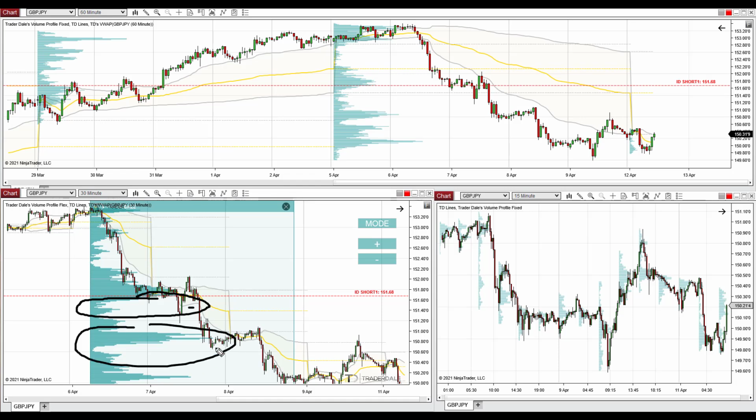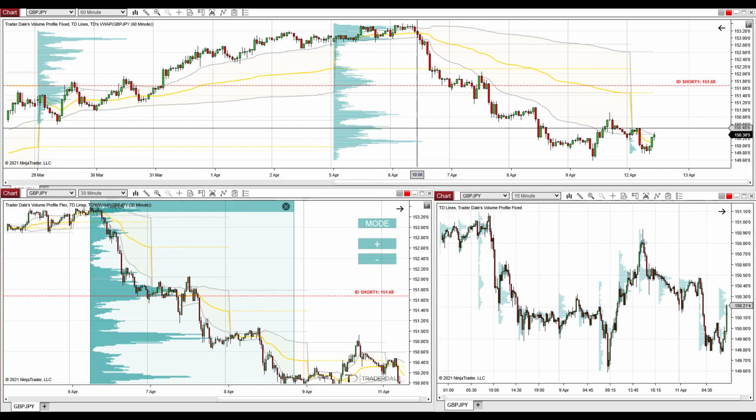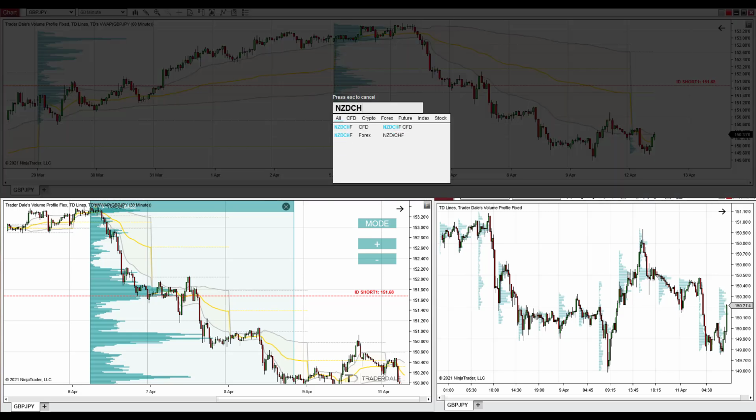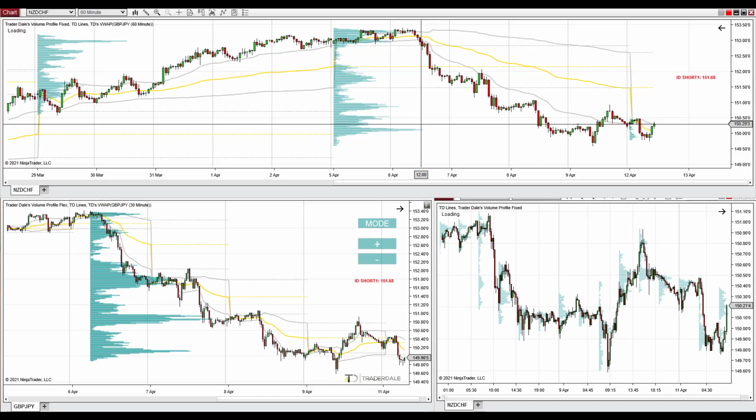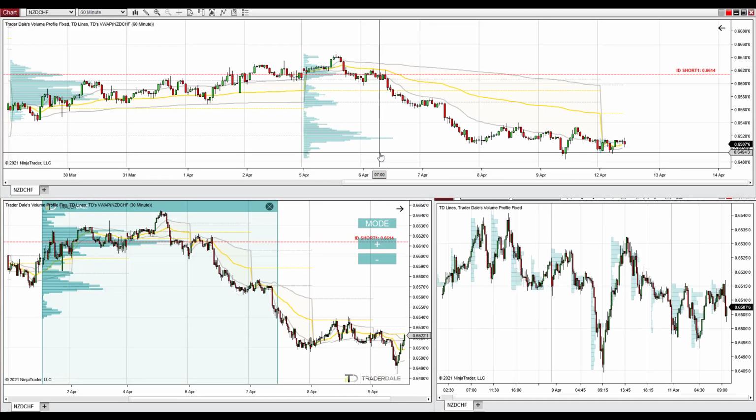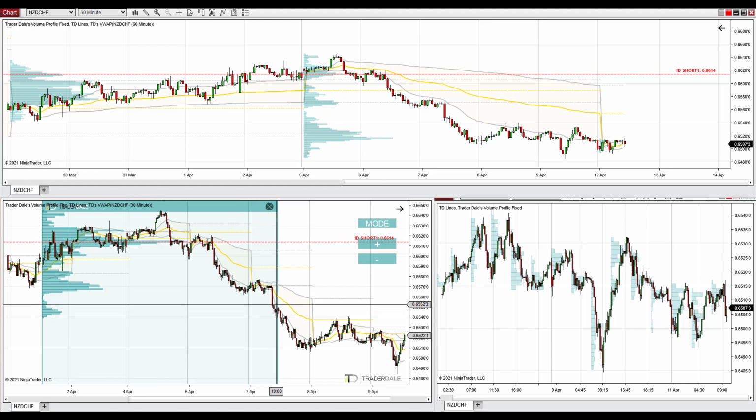And this is the reaction to the previous volume cluster, this one. So that's for the British pound Japanese yen. And let's now go into the next pair, that's the New Zealand dollar Swiss franc. So this is the New Zealand dollar Swiss franc, and what I have for you is another level there.